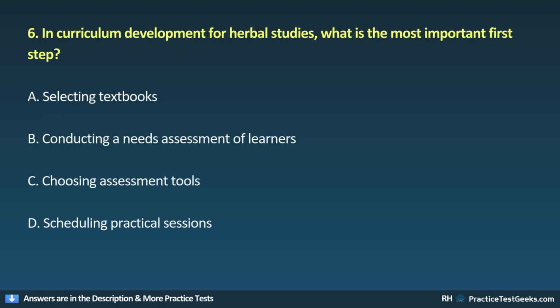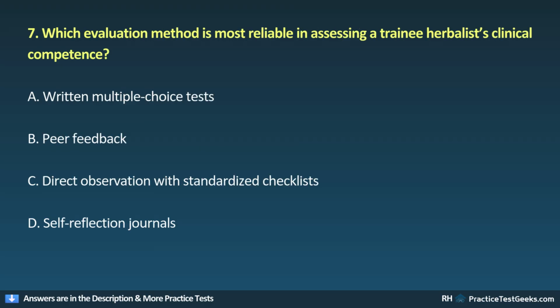6. In curriculum development for herbal studies, what is the most important first step? A. Selecting textbooks. B. Conducting a needs assessment of learners. C. Choosing assessment tools. D. Scheduling practical sessions.